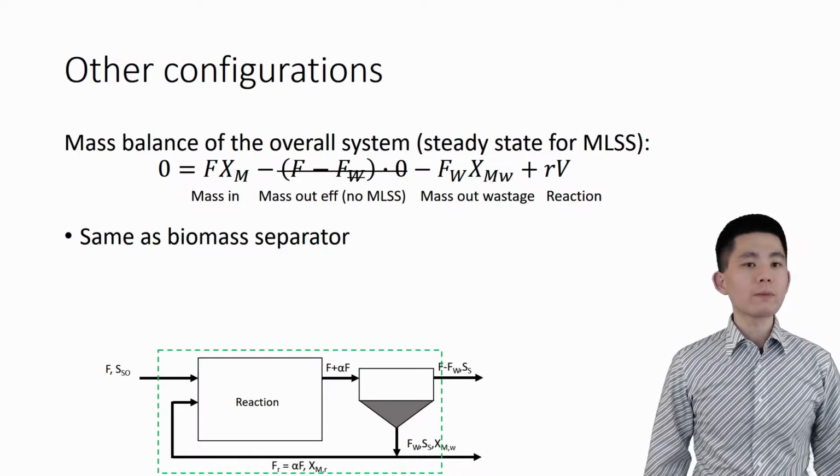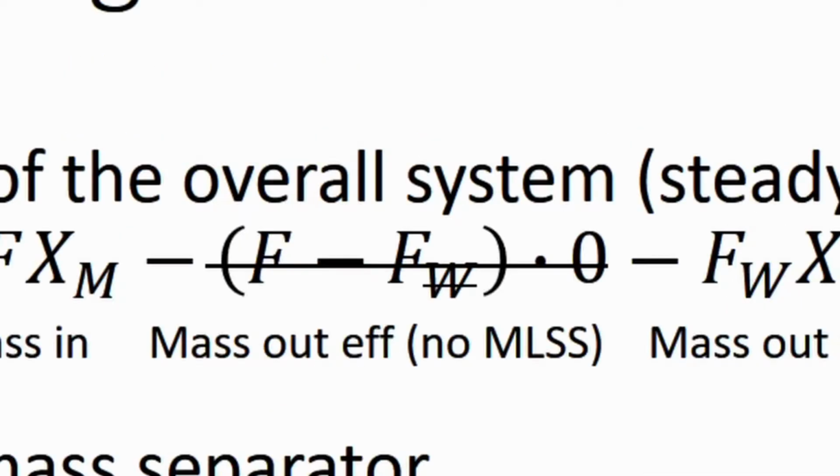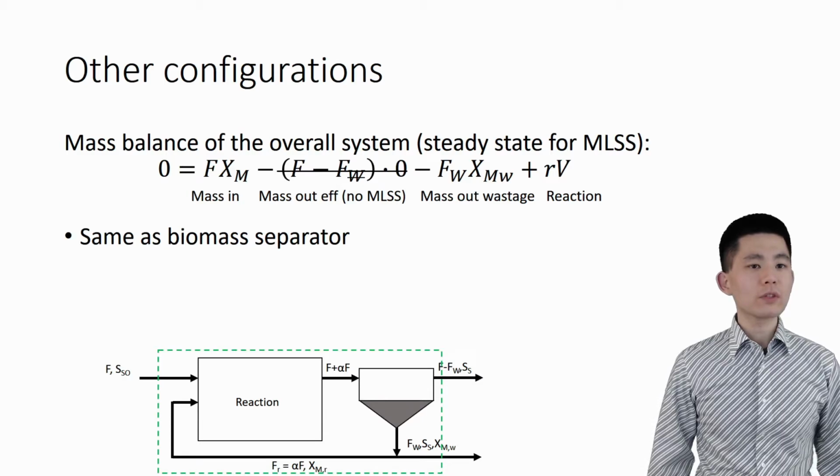Then we can write the mass balance for MLSS for the overall system. This is the boundary for the entire system that we are investigating. Because there is no biomass in the clarifier supernatant, the mass of biomass in the effluent minus the mass of biomass wasted plus reaction equals 0 at steady state. This is essentially the same as the biomass separator.